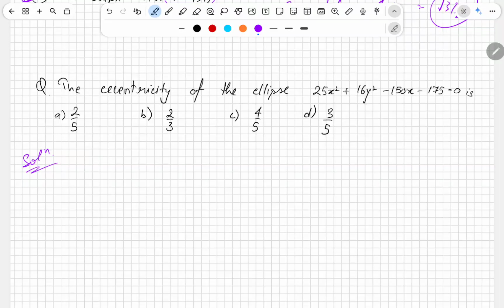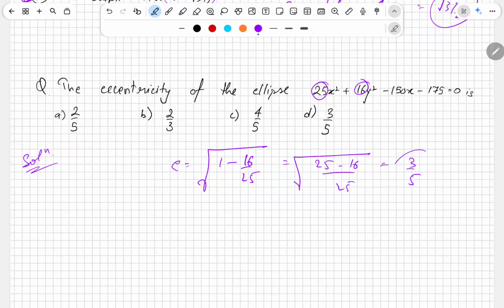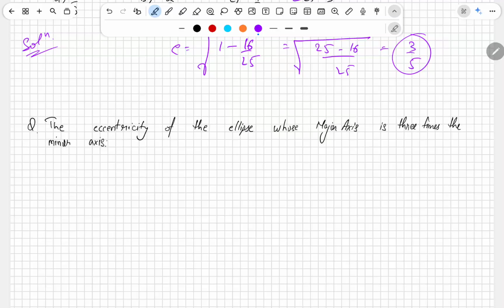The eccentricity of this ellipse. Eccentricity is under root 1 minus 25 and 16. Put small upon big. So this is going to be 25 minus 16 by 25 whole under root. That will be 3 by 5. So answer is going to be D. I hope you all would have solved it correctly. Okay, now we have to proceed with this question.